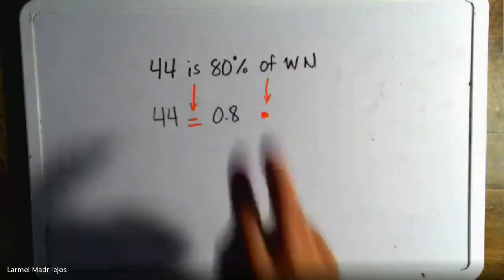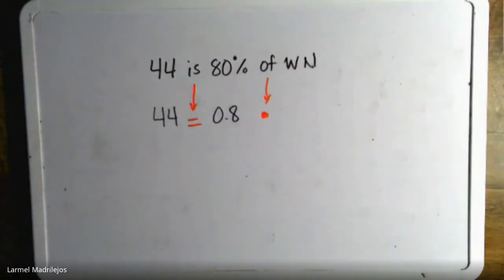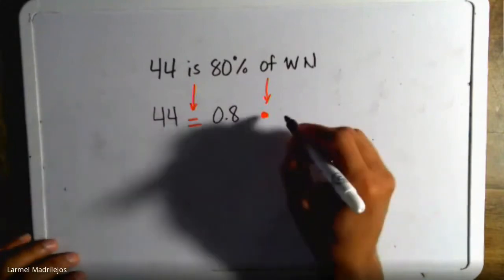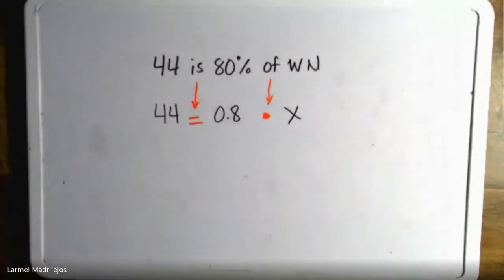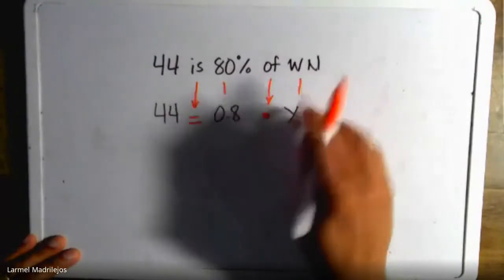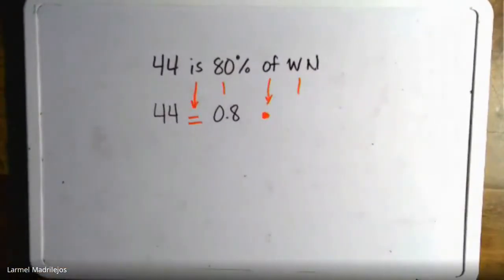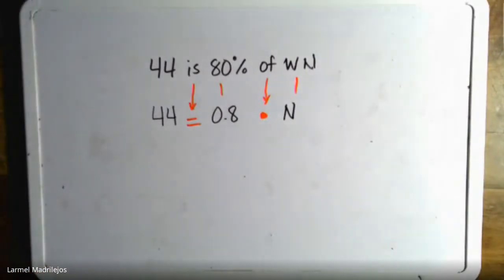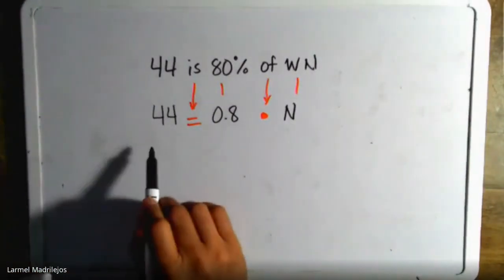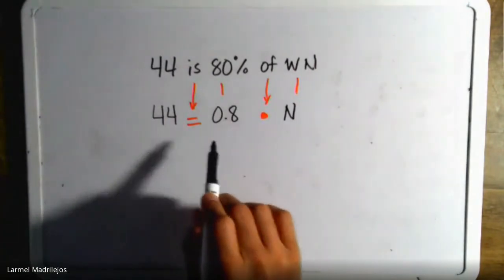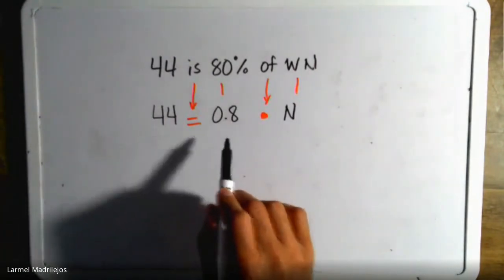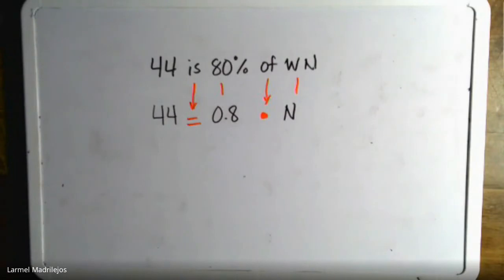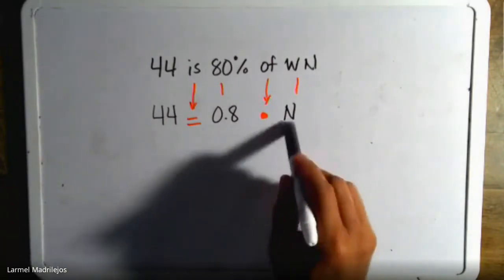The what number we're looking for, let's use the letter X. Any variable can be used. You know what? Let's put N. So if you notice, this equation is 44 is 0.8 times N. That's the equation. Now we're solving for N.